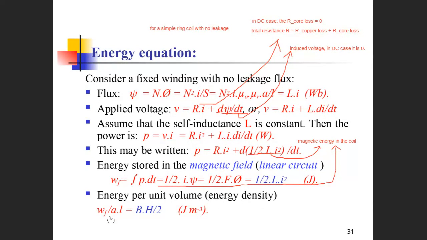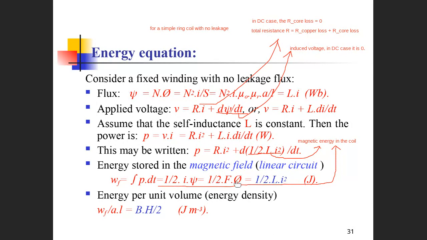What's the volume of the coils? For example, for the ring coils, its cross-section area A and the ring length L give the volume, right? So cross-section area A, length L, volume. So energy over the volume is the energy density, which is BH over 2. You can prove it easily, because we write down here.